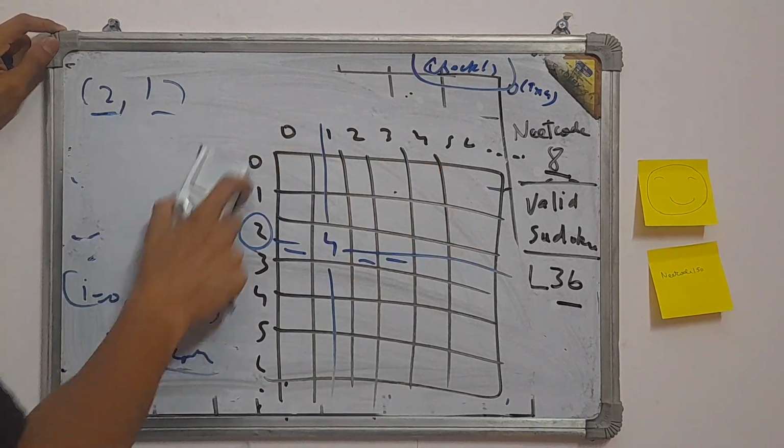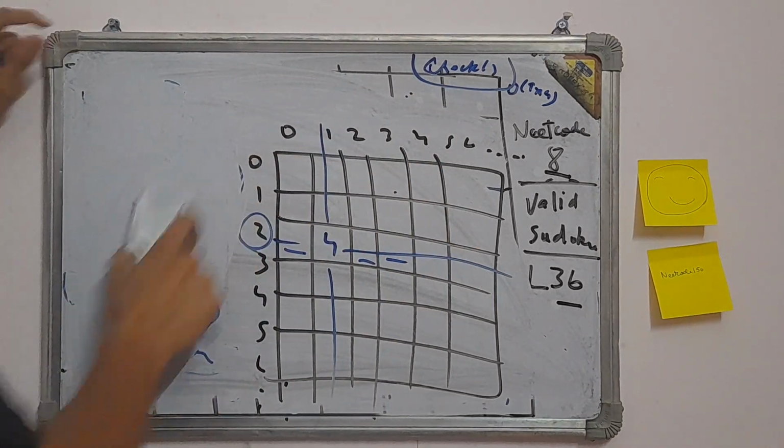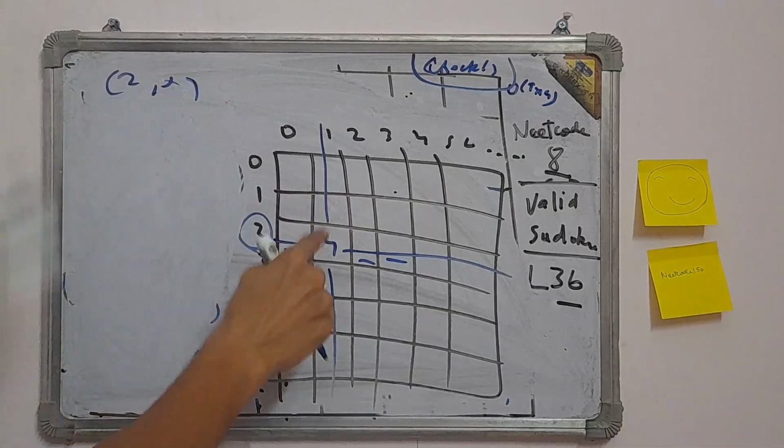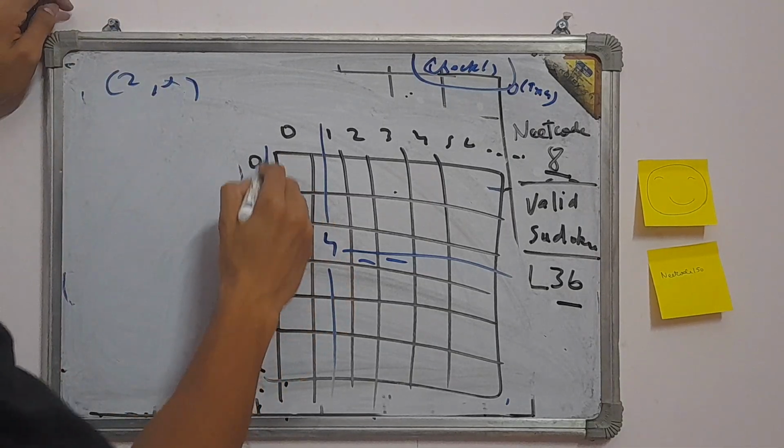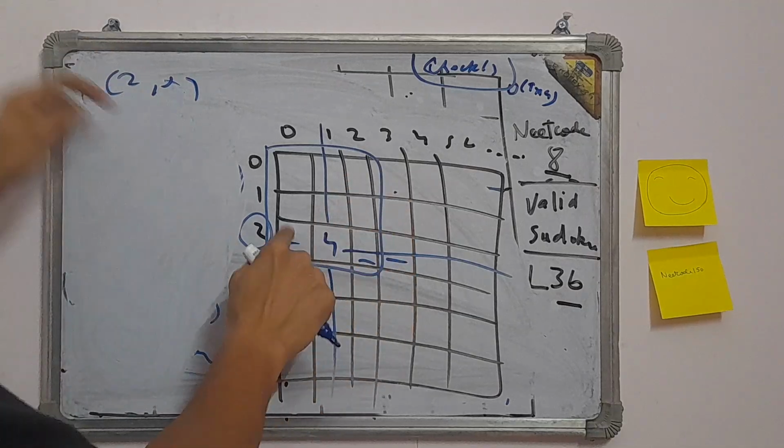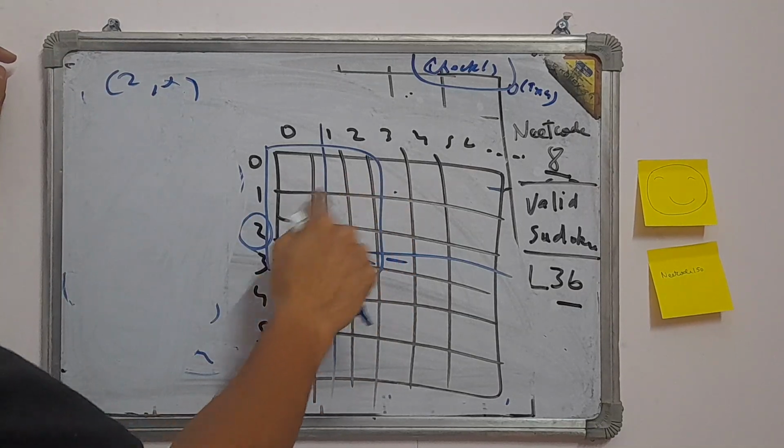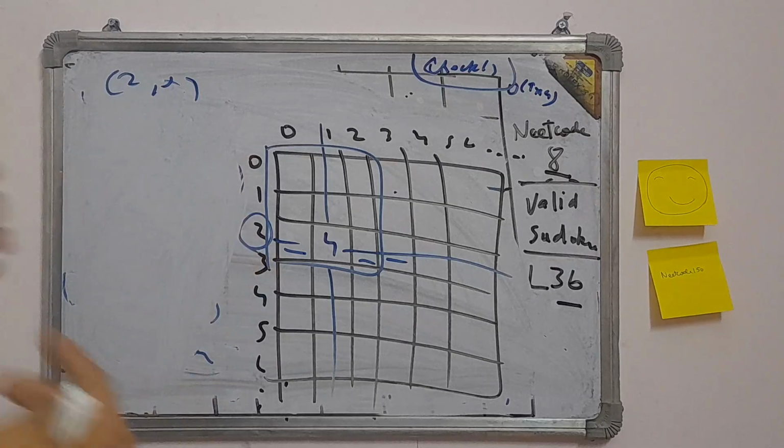Now the last check, that is the box check. How to do that? Okay, we have 2, 1. This is the coordinate for this cell. So we want the box, and we can be anywhere. We can be here. All these 9 cells should return the same box. So how to do that?